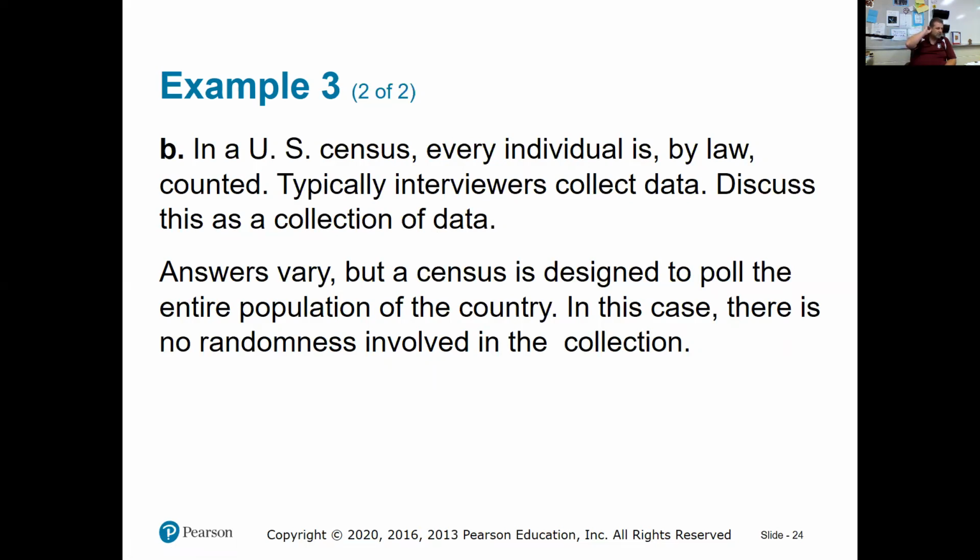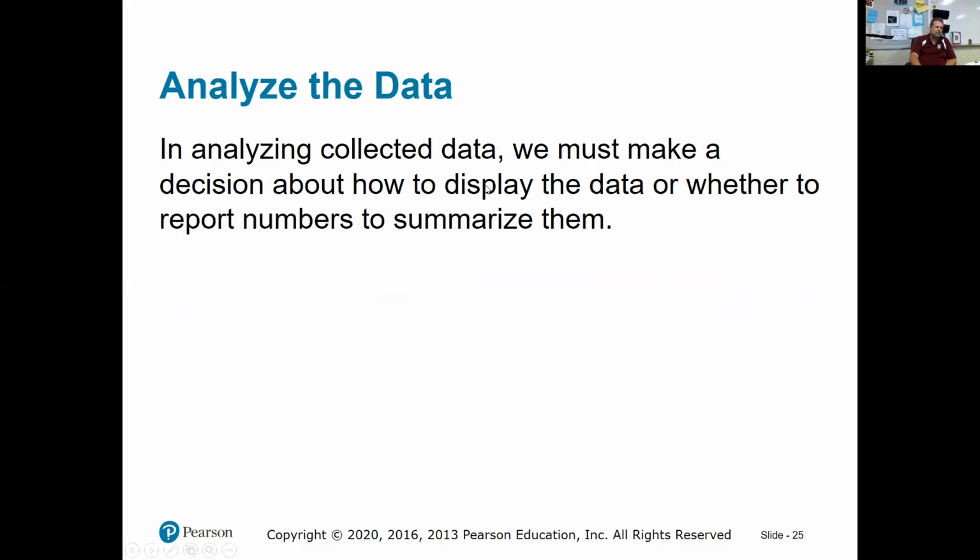A census is designed to poll the entire population of the country. In this case, there is no randomness involved in this collection. Now, the randomness might come into play if every interviewer out there asks the exact same questions with no bias. That's fine, and now you're getting a whole bunch of people. But just asking people in Texas, or whatever the case may be, would not make it as random as it needs to be.